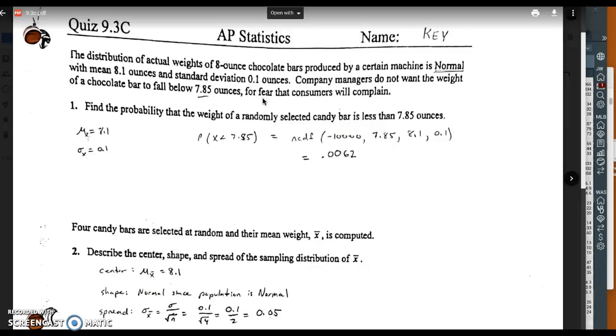The key here: we know the mean and the standard deviation, so we just do the normalcdf command because we know that the population is normal. Our lower bound, because we're looking at less than 7.85, is negative infinity. Our upper bound is 7.85, the mean is 8.1, and the standard deviation is 0.1. Plug it in the calculator and you will get 0.0062. And that's all you have to do for that question.